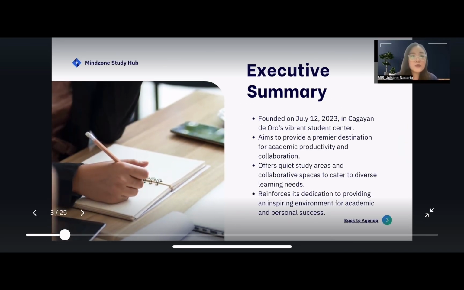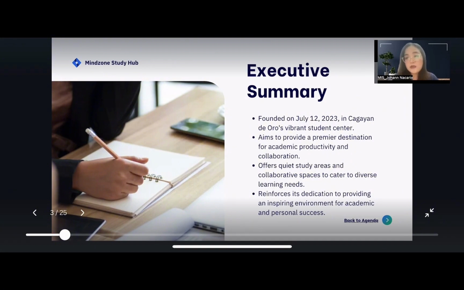So for Mindzone Study Hub's executive summary, they were founded last July 2023, just last year, here in Cagayan de Oro. So their business aims to provide a premier destination for academic productivity and collaboration. They also offer quiet study areas and collaborative spaces to cater to diverse learning needs. And lastly, they reinforce their dedication to providing an inspiring environment for academic and personal success.